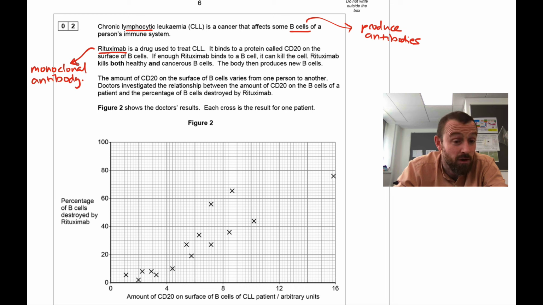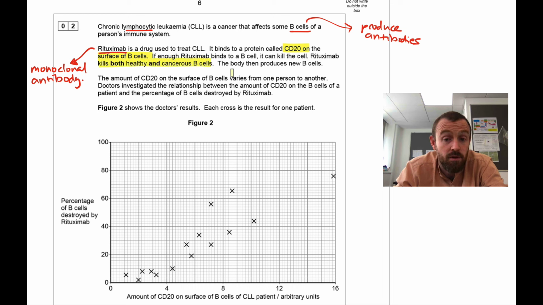And if you're thinking about being a doctor or something like that, then you should know that as well. If enough rituximab binds to a B cell, it binds to a protein called CD20 on the surface of B cells. If enough rituximab binds to a B cell, it can kill the cell. Rituximab kills both healthy and cancerous B cells.